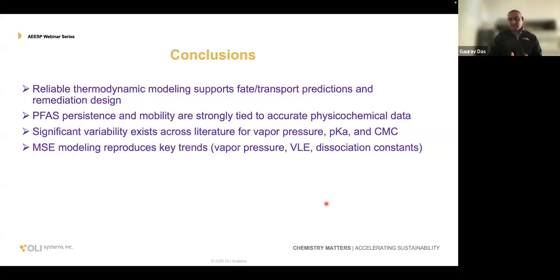So significant variability does exist within the literature for vapor pressure, pKa, and CMC. And here thermodynamic tools such as OLI's MSE model can come as an aid to validate available experimental data, where we have created the model based upon the best available experimental data.